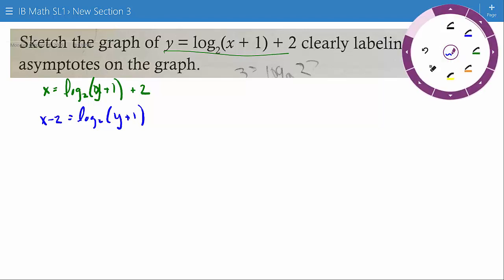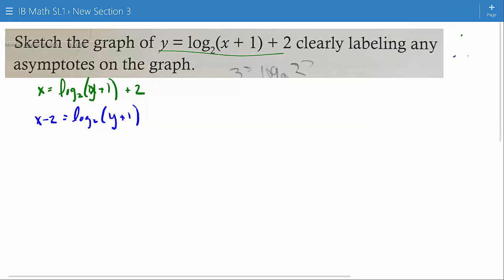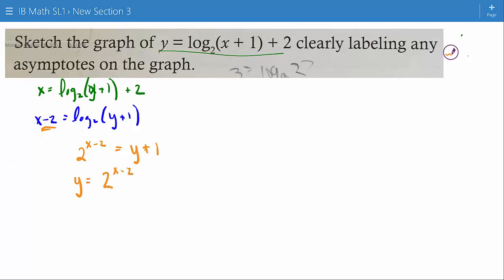What's the base of this logarithm? The base is 2. What's the exponent? The exponent is what logs are equal to. And this equals y plus 1. So y is equal to 2 to the x minus 2, minus 1.